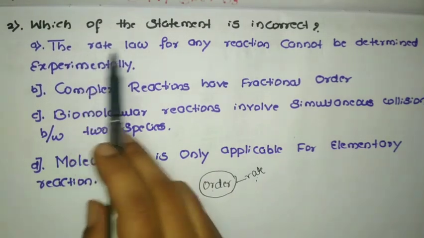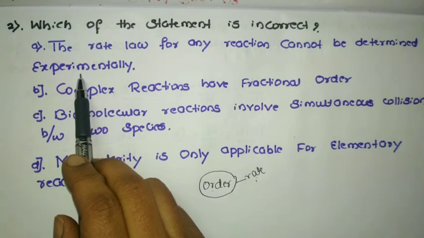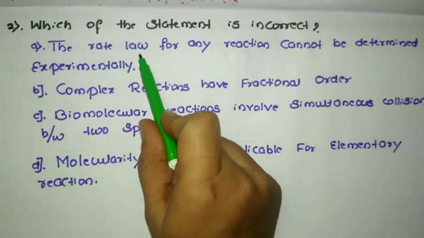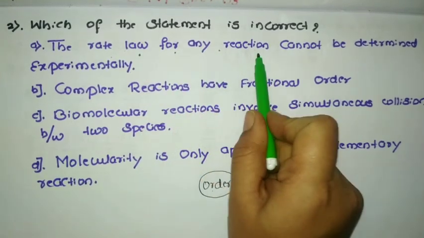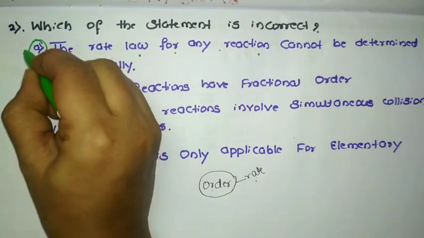So here they are telling that the rate law for any reaction cannot be determined experimentally, which is an incorrect statement. We can determine the rate law for any reaction experimentally also. So this is an incorrect option.